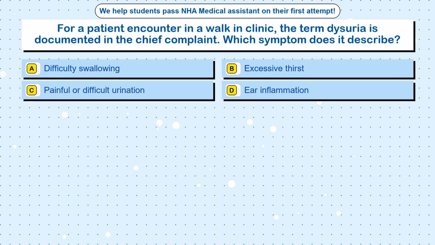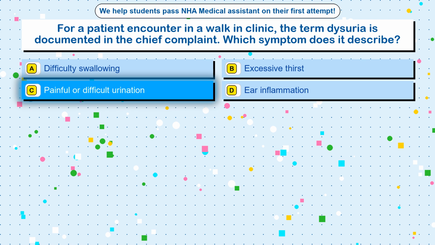Question 5. For a patient encounter in a walk-in clinic, the term dysuria is documented in the chief complaint. Which symptom does it describe? Option A, difficulty swallowing. Option B, excessive thirst. Option C, painful or difficult urination. Option D, ear inflammation. The correct answer is option C, painful or difficult urination.